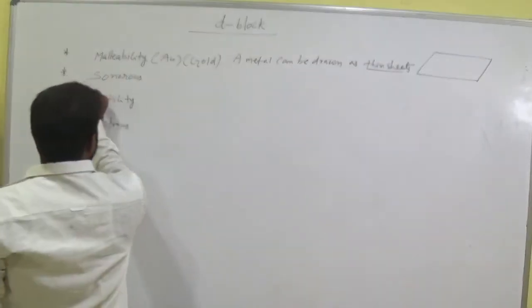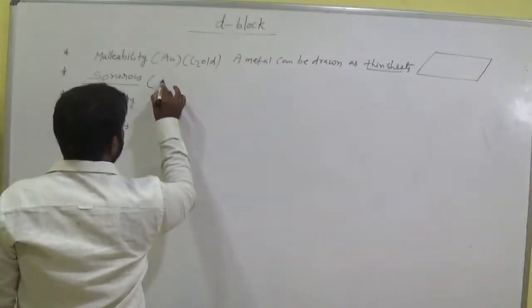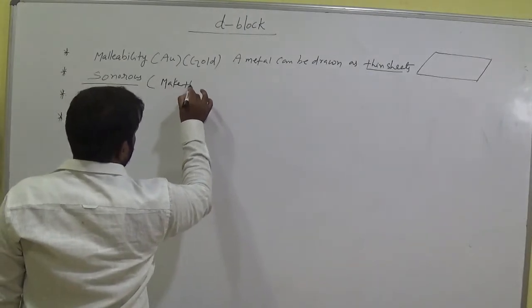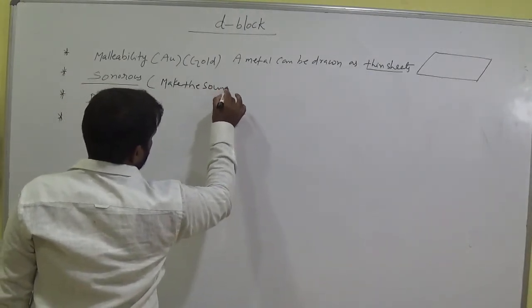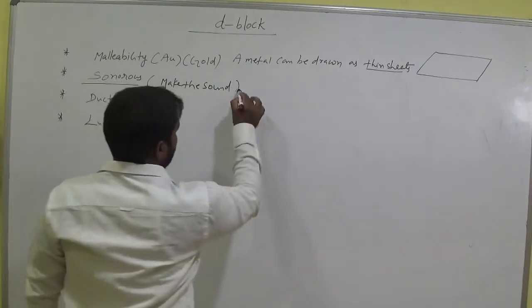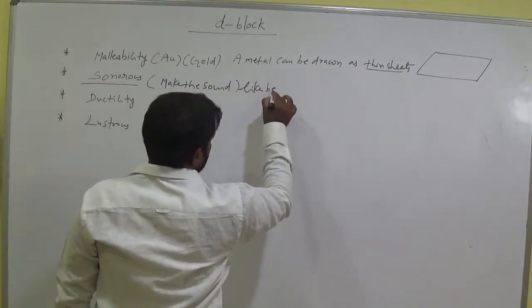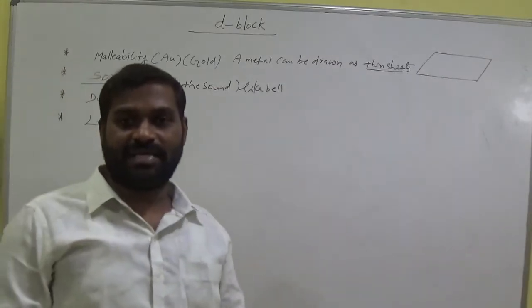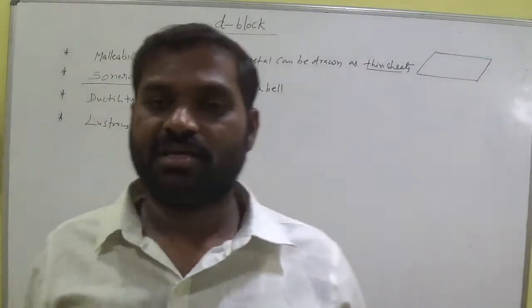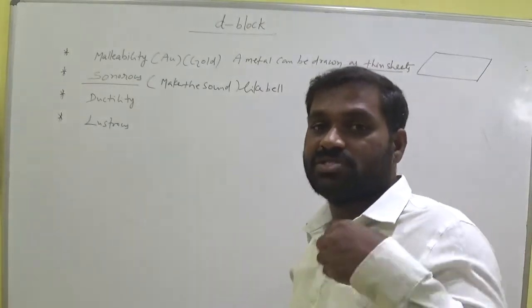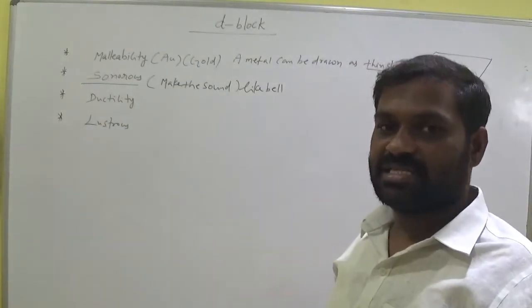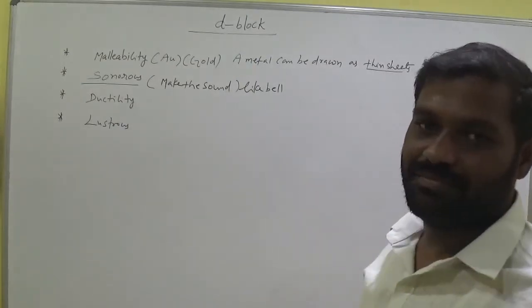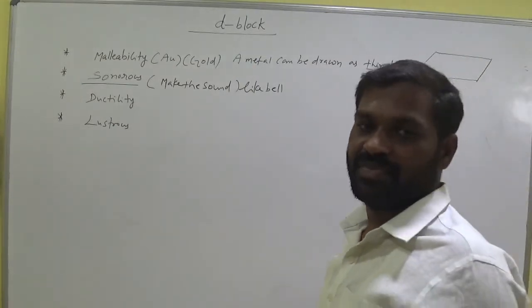What about sonorous? Sonorous means making a sound like a bell. When we hit a bell metal with a hammer, it gives sound. So the metal which can produce sound when we hit it with something is called sonorous. It produces a bell-like sound.